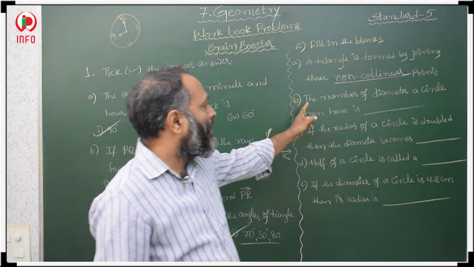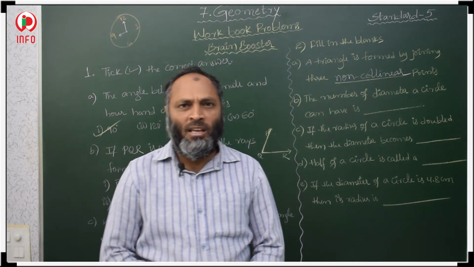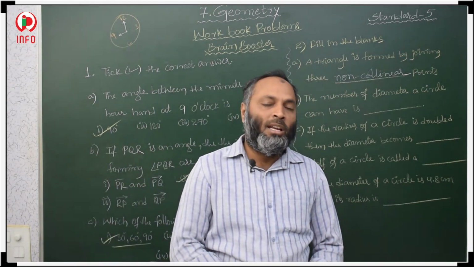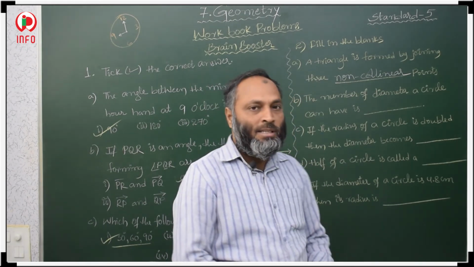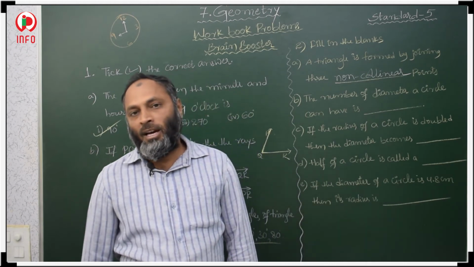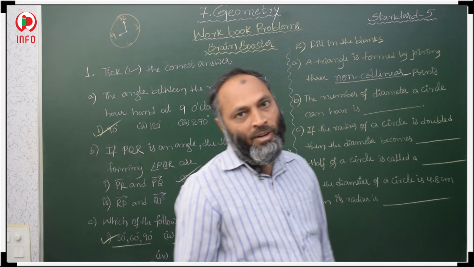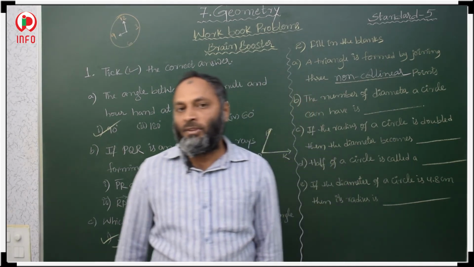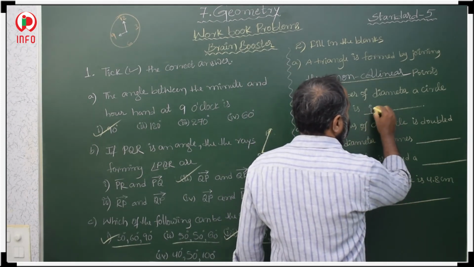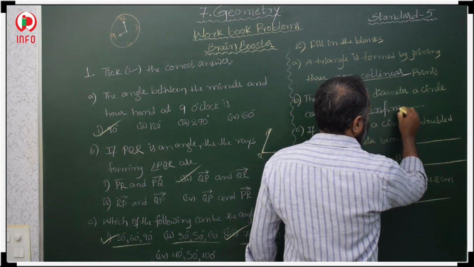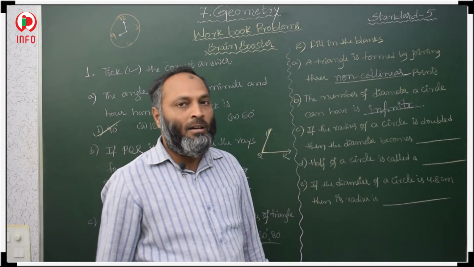The second one: the number of diameters a circle can have is, in a circle, how many diameters can we draw? Infinite, an unlimited number of diameters we can draw. Because there are infinite points on the circle, that is why we can draw infinite diameters, unlimited and uncountable.